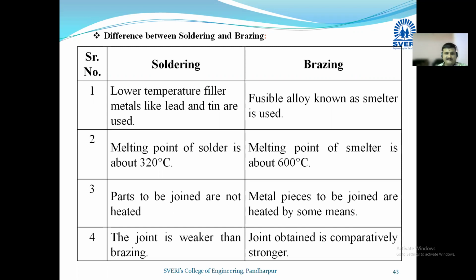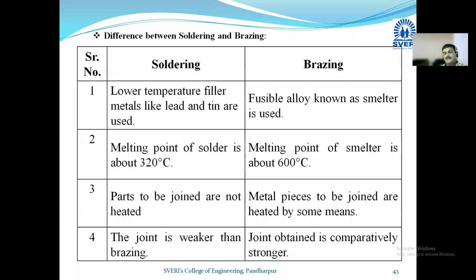Okay. Then in point number 2, the melting point of the solder is 320 degrees and melting temperature of the smelter is about 600 degrees centigrade. Means the melting point of the filler material used in brazing is higher. Number 3, in the soldering process, the parts which we are going to join are not heated. We are heating the filler material. We are melting it and we are pasting it over there.